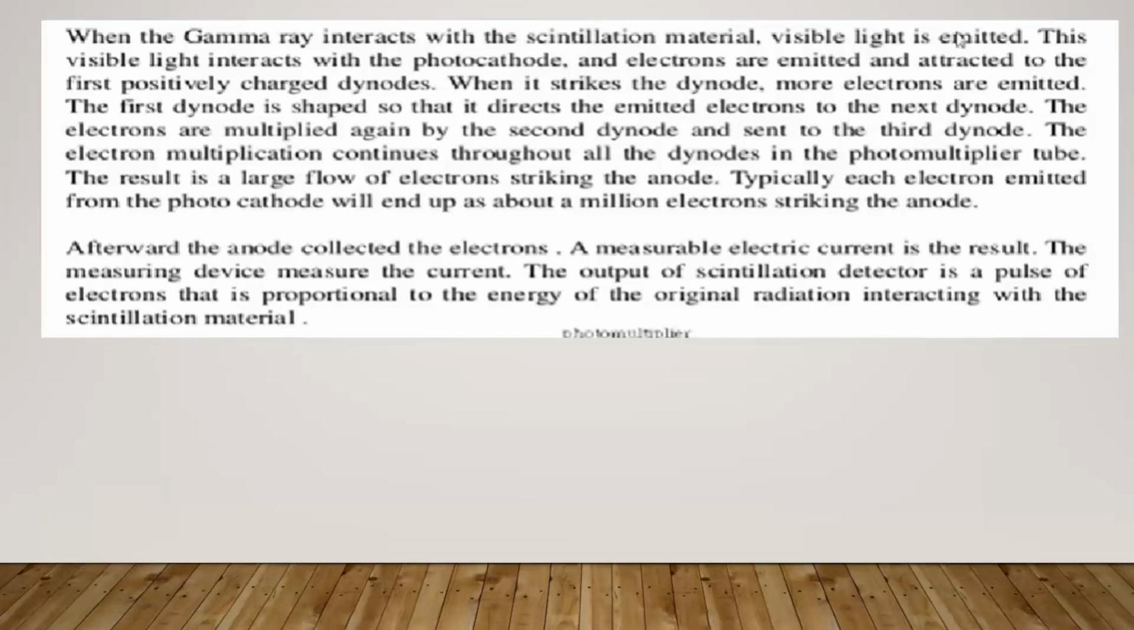The output of the scintillation detector is a pulse of electrons that is proportional to the energy of the original radiation that is interacting with the scintillation material. That is, the energy that is emitted by the radioisotopes is proportional to the impulse of the currents which are generated.